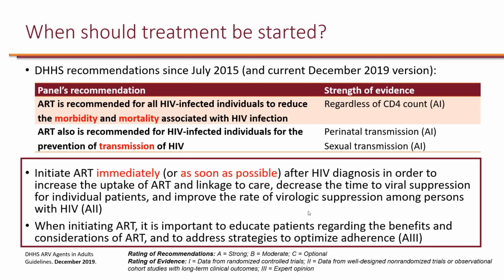Now, when it comes to ART, it is very important to educate patients about the benefits and considerations of ART and to address strategies to optimize adherence. We will talk about adherence shortly, but adherence is very important. So if there is concern about patients being adherent to ART, then instead of starting ART immediately, it may be more reasonable to delay it a little bit, but do it as soon as possible. So as soon as the patient has access to care and is ready to adhere to ART.